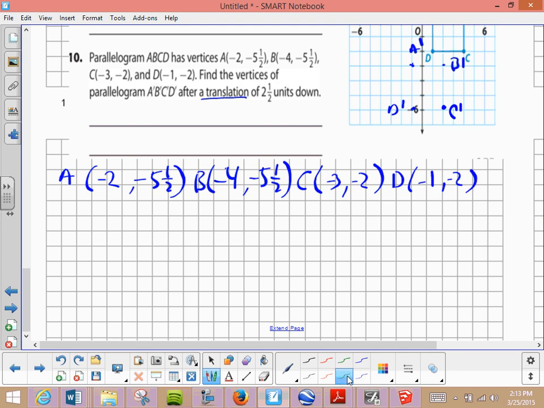All right, so it says the translation is 4 units down. Are we doing anything to the x? So we'll leave it alone. But we know we have to subtract, right, because we're going down 2.5 from each of these. And what is our answer? That's right.